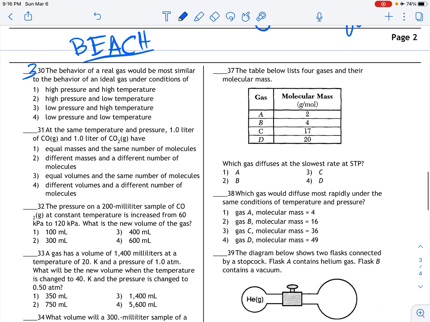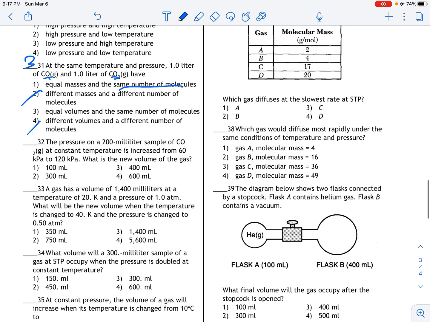Number 31. At the same temperature and pressure, 1 liter of CO2 gas and 1 liter of CO gas, carbon monoxide, have, this again is Avogadro's hypothesis. So they would have the same number of molecules, but they have the same volumes. So it could be 3. They don't have equal masses because this is 2 oxygens and this has 1. So it's got to be choice 3 for number 31.